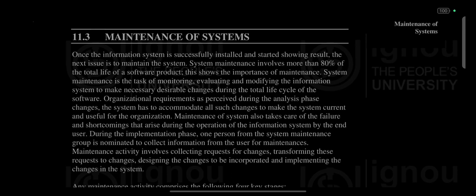Maintenance of system also takes care of the failure and shortcomings that arise during the operation of the information system by the end user. During the implementation phase, one person from the system maintenance group is nominated to collect information from the user for maintenance. Maintenance activity involves collecting requests for changes, transforming these requests to changes, designing the changes to be incorporated, and implementing the changes in the system.